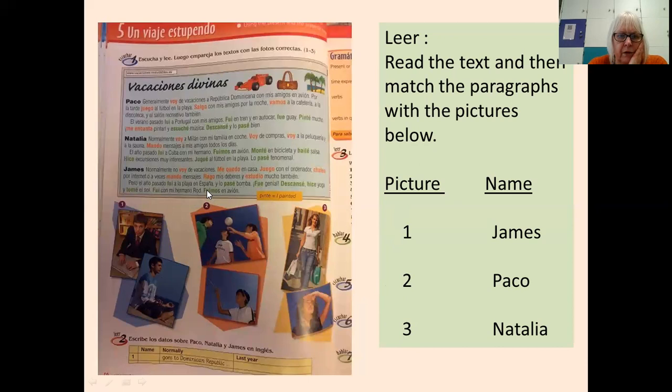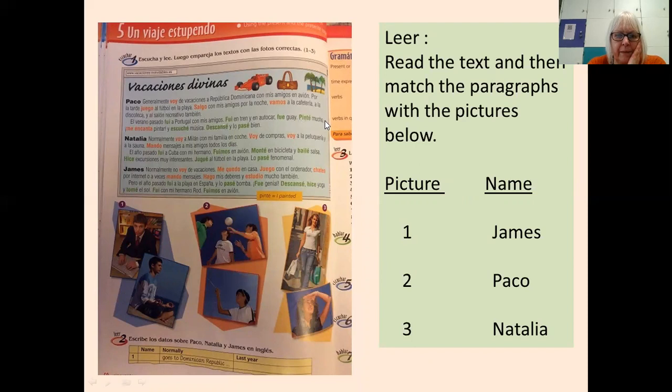I don't know if that's actually very, is that right? Yes, that is right, isn't it? He does his homework. He studies a lot. And he did yoga. There we are. There's yoga mentioned. The second one is Paco. He's talking about going on holiday with his friends, playing football on the beach. That's this one. And he's painting.